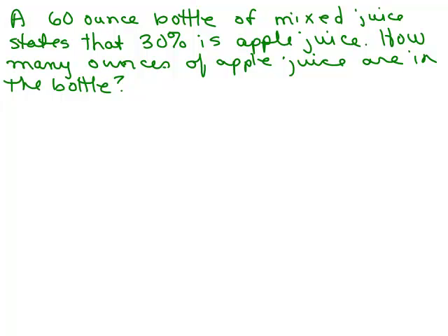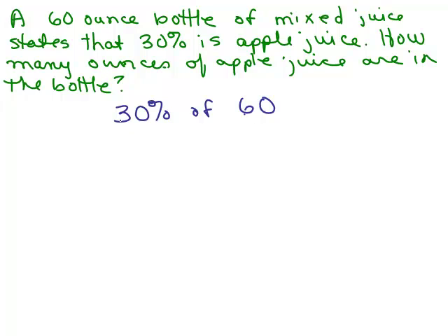Now, there are different ways that you can figure out this problem. One is to use the basic idea of percent. If 30% of a 60-ounce bottle is apple juice, that's what you're looking for, 30% of 60. Now, I know it's 60 ounces, but I'm going to leave off that part and just have the numbers here now. And then how do you do 30% of 60?